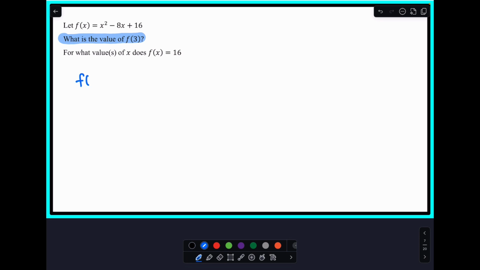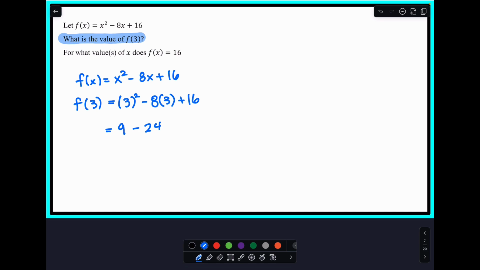So since f of x equals x squared minus 8x plus 16, f of 3 will simply be the substitution of 3 into the x values. So we have 3 to the second power minus 8 times 3 plus 16. So 3 to the second power, that's a total of 9. 8 times 3 is a total of 24, and we keep the minus sign, and then plus 16.